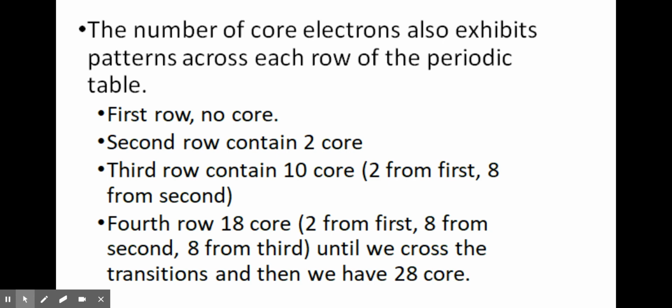The third row, you have 3 shells, so we have 10 core electrons. 2 come from that first row, 8 come from the second row, okay? The fourth row, or the fourth shell, you have 18 core. 2 from the first, 8 from the second, 8 from the third, okay? We have to cross over those transitions, and then we'll have 28 core. And again, we'll look at this when we do this practice in class.